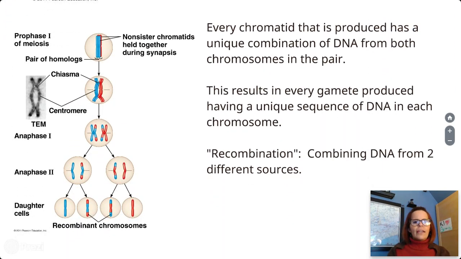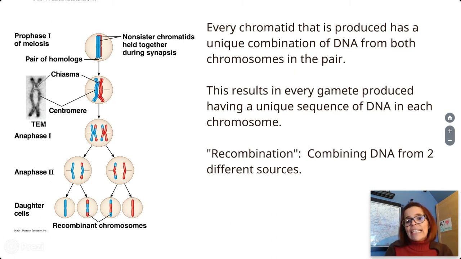Okay, so here's sort of a little bit more information about it. So it says every chromatid, so that's, remember, that's a side of a bivalent chromosome, that is produced has a unique combination of DNA from both chromosomes in the pair. When they've crossed over, now the chromatids are unique. They're a combination of the mom and the dad's DNA. This results in every gamete produced having a unique sequence of DNA. Every single gamete. Every single one is unique. Oh my gosh. Sequence of DNA in each chromosome.